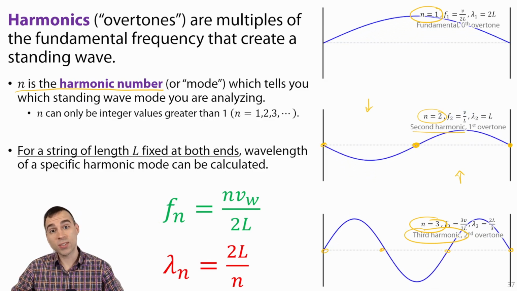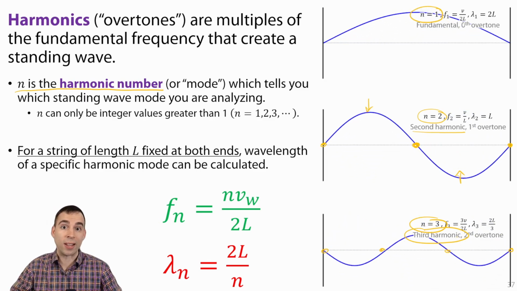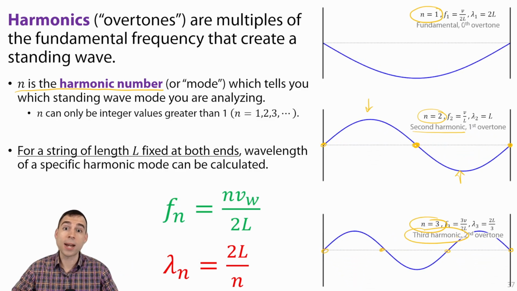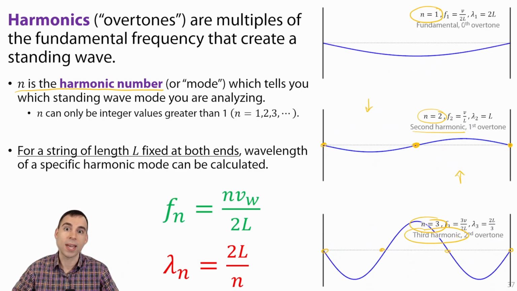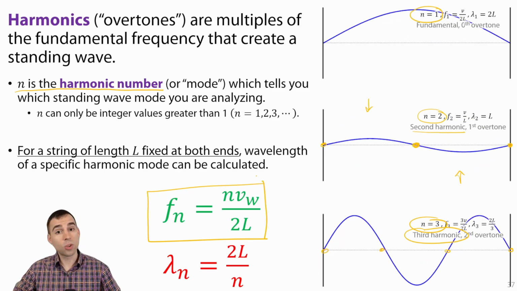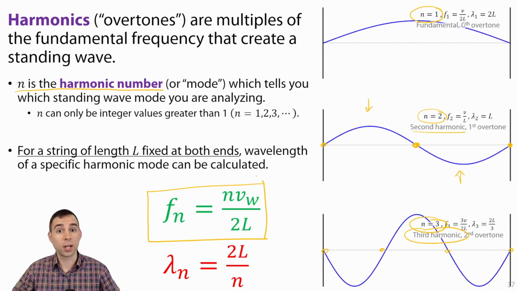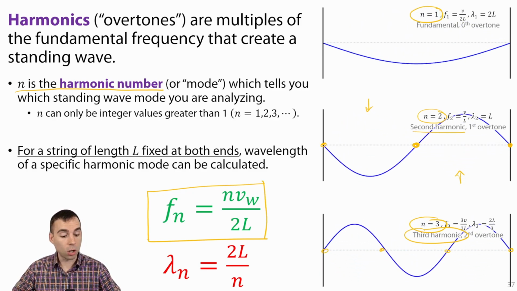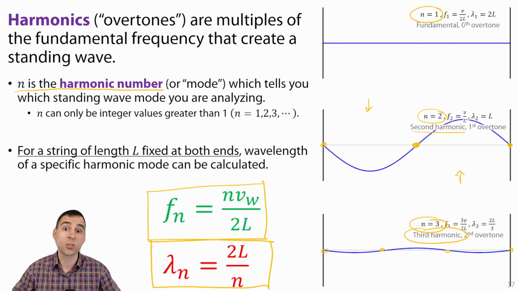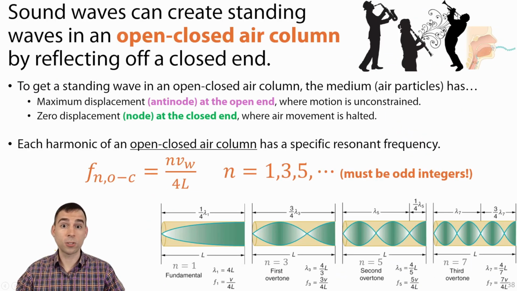For a string that's fixed at both ends with a length L, we can calculate all of the harmonic frequencies that are possible for that system using the equation in green right here. Given that the wave speed is constant for a constant medium, we could also calculate a wavelength for each harmonic mode as well. Standing waves can also be created for sound waves that are traveling in an air column, and this is the principle behind most musical instruments.